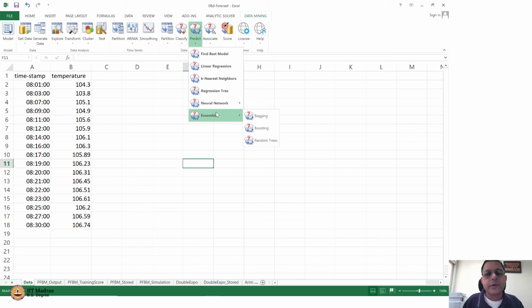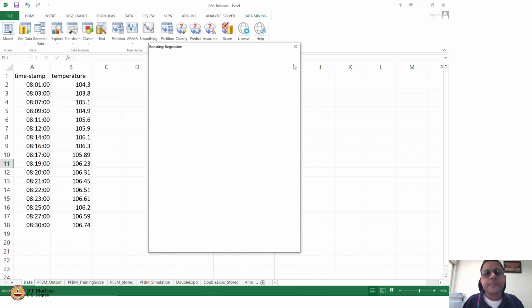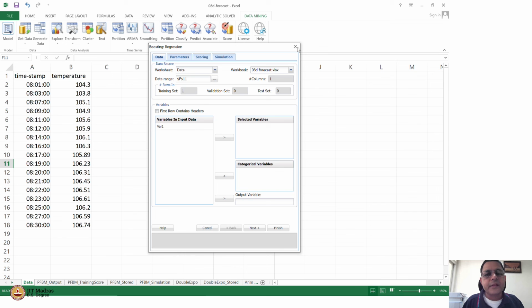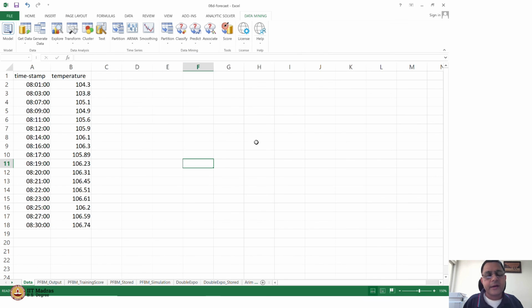We can go to predict, we can go to ensemble, we can go to boosting, right? This is the dialog box for boosting, and essentially we run the data on this, get the output, and finish the forecasting using boosting, right? So with that summary, let me end this session.